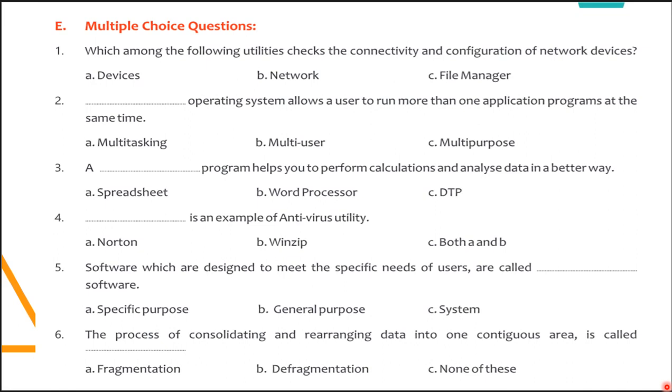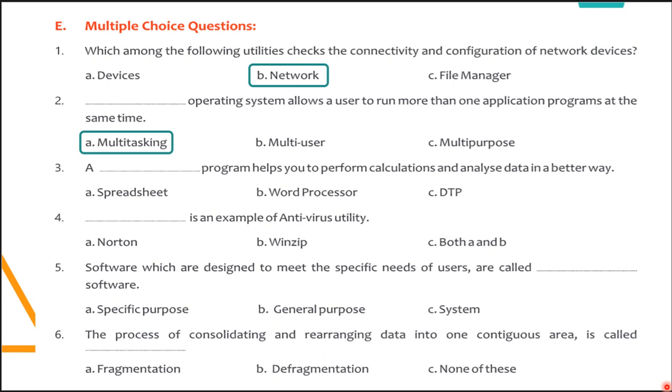Quickly, we'll see the multiple choice questions. Which among the following utilities check the connectivity and configuration of network device? Of course, it's network. Second, dash operating system allows a user to run more than one application programs at the same time. More than one application program at the same time means multitasking.